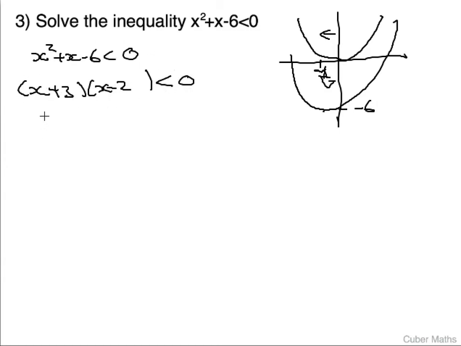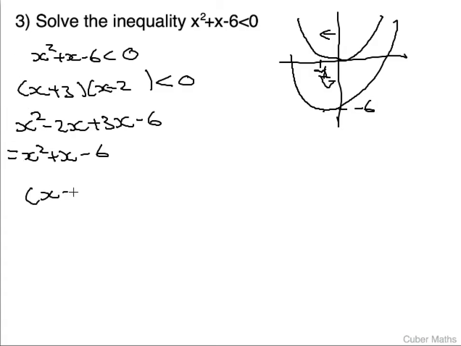Now if we expand that out to do a quick check, x times by x gives us x squared. X times by minus 2 gives us minus 2x. 3 times by x gives us plus 3x, and then 3 times by minus 2 gives us minus 6, which when we simplify gives us x squared plus x minus 6. So we know we factorised it correctly. Now because it says x plus 3, x minus 2 is less than 0, our values of x are either going to be minus 3 or 2, because the signs flip when we put x equals.